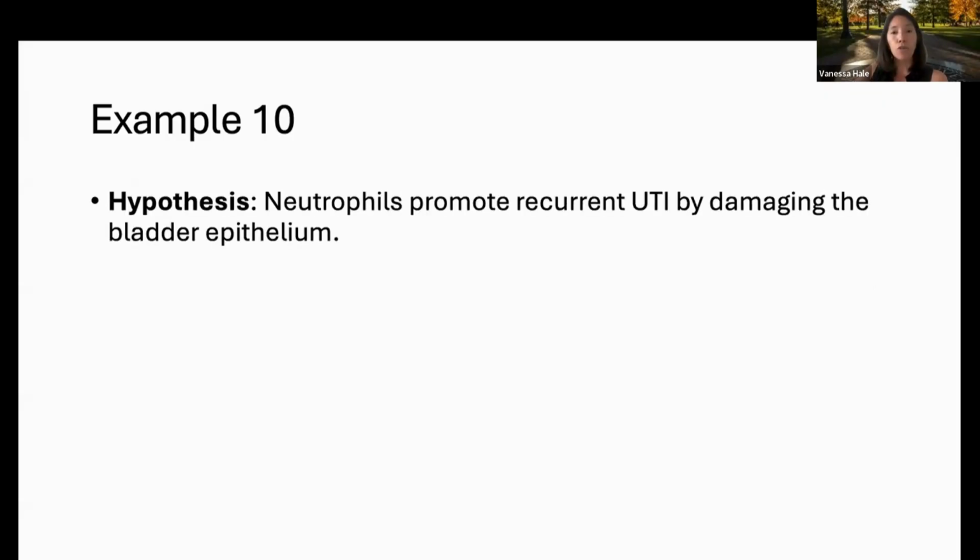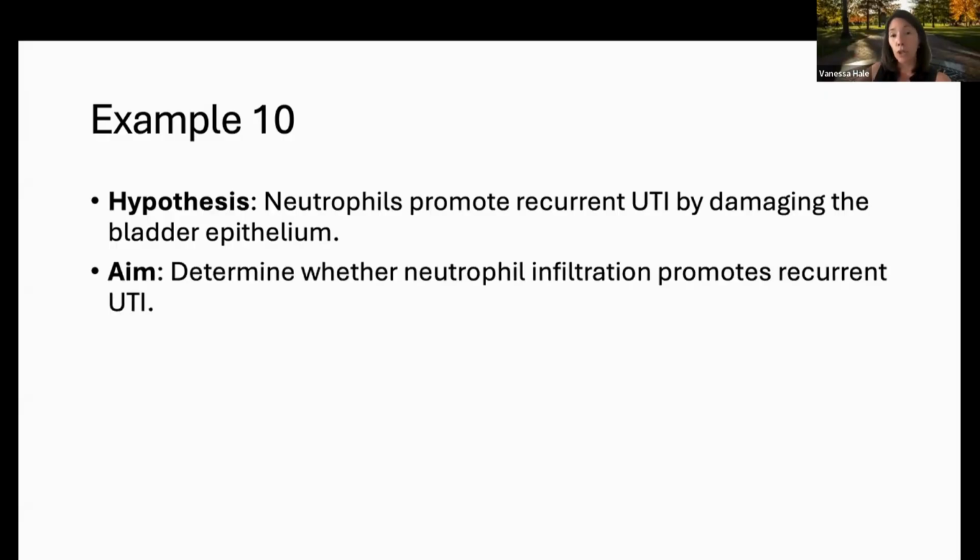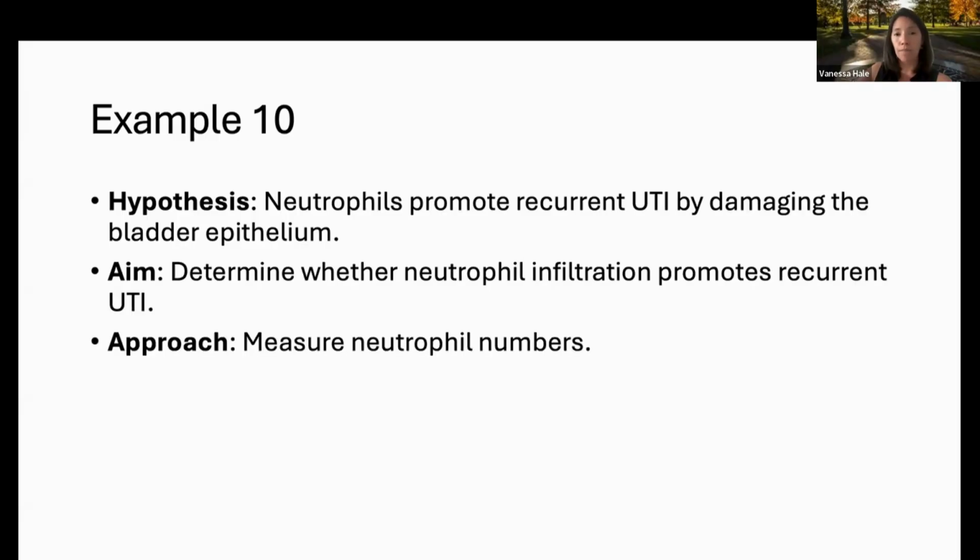Example 10, neutrophils promote recurrent urinary tract infection by damaging the bladder epithelium. So neutrophils are a type of inflammatory cell, and the bladder epithelium is the cells lining the bladder. The aim is determine whether neutrophil infiltration promotes recurrent UTI. And the approach, I'm going to measure neutrophil numbers. So I've got some really specific things I'm doing. I'm talking about a specific inflammatory cell. What do you think, groups 2 and 5?